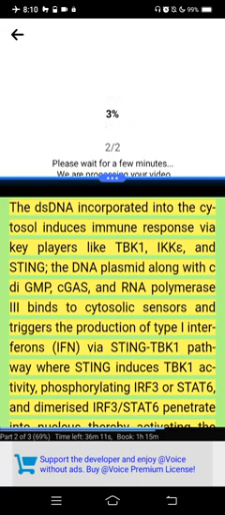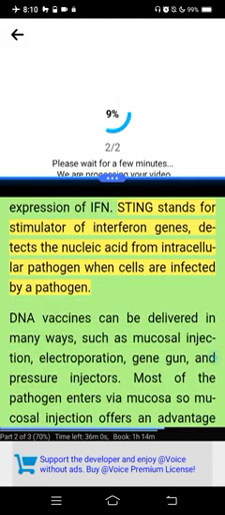The dsDNA incorporated into the cytosol induces an immune response via key players like TBK1, IKK epsilon, and STING. The DNA plasmid along with cDGMP, cGAS, and RNA polymerase III binds to cytosolic sensors and triggers the production of type 1 interferons (IFN) via the STING TBK1 pathway, where STING induces TBK1 activity, phosphorylating IRF3 or STAT6, and dimerized IRF3 or STAT6 penetrate into the nucleus, thereby activating the expression of IFN. STING stands for stimulator of interferon genes, and detects nucleic acid from intracellular pathogens when cells are infected by a pathogen.